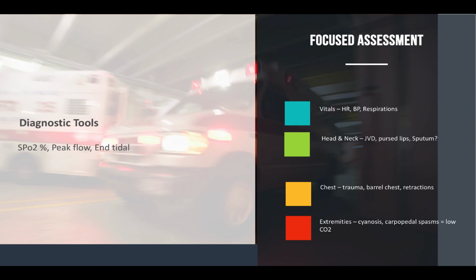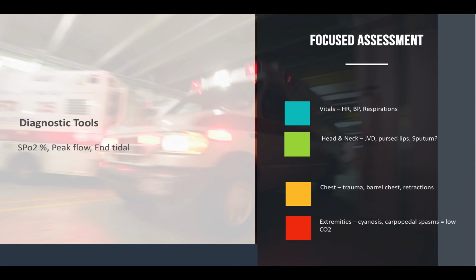Not every agency uses that. There are some out there that will use peak flow readings to help with your diagnostic tools. To me, that's something that's kind of more advanced, not necessarily something that's needed in the field, because if you're doing that, you should be able to tell whether your patient is having a problem breathing without having to start doing the peak flow test. But your end tidal and your SpO2 readings, your oxygen saturation readings, are important tools that you can use when you're assessing your patient.